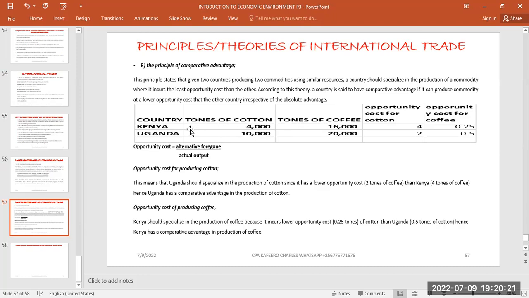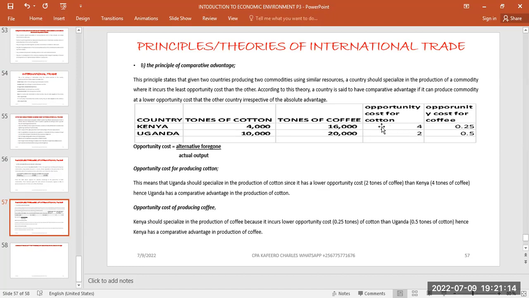If, let's say, Kenya wants to produce cotton, we are looking at the opportunity cost of producing cotton. So if you are following this, it means that if Kenya wants to produce cotton, it has to forego this. If you want to produce 4,000 tons of cotton, you have to forego these 16,000 tons of coffee.